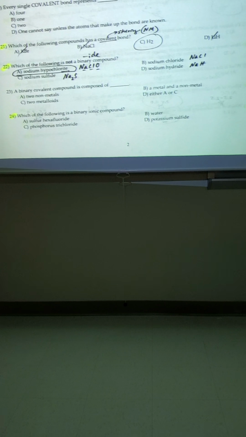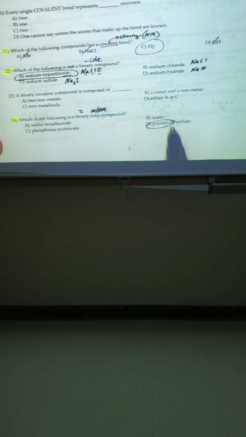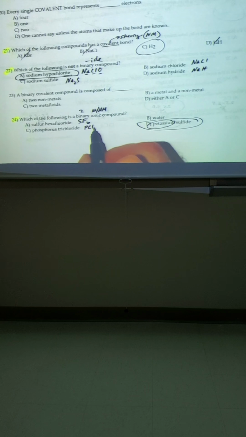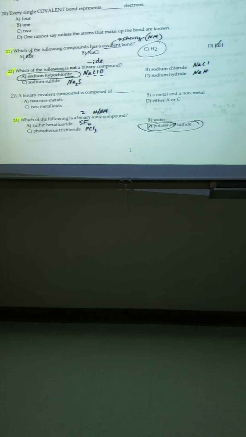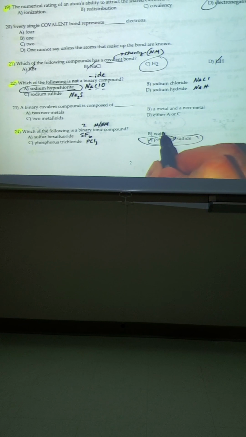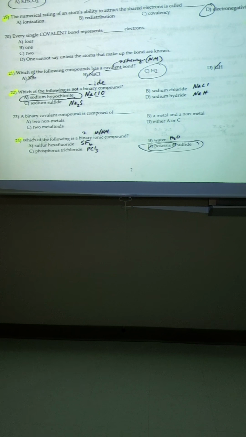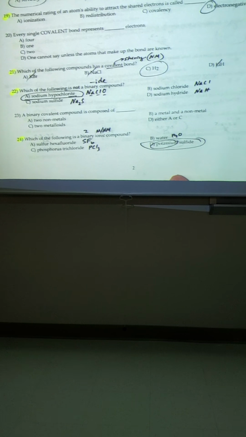Very similar but different with 24. It says which is not binary, so that's 2. Ionic is metal and non-metal. So find a metal. Potassium's a metal. Everybody else, sulfur hexafluoride, SF6, phosphorus trichloride, PCl3, those are 2 nonmetals sharing. 2 nonmetals sharing a lot. And then water is H2O, 2 nonmetals sharing a lot. So those are binary. They're just not ionic because they lack a metal.